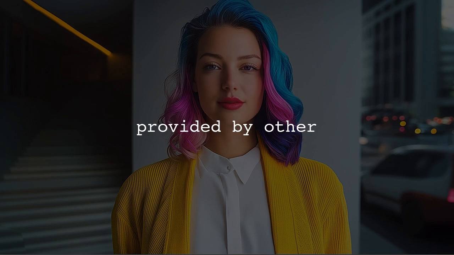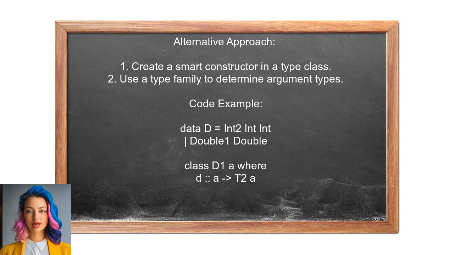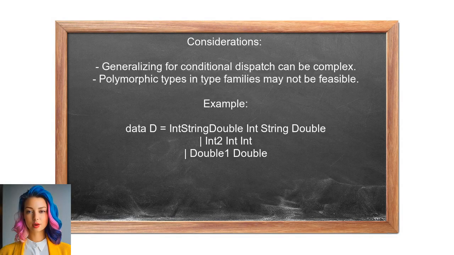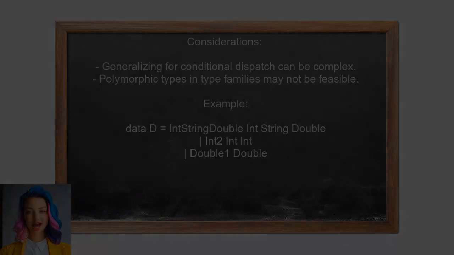Now, let's look at the answers provided by other users. This user suggests creating a smart constructor within a type class. This constructor can determine the number and types of remaining arguments based on the type of its first argument. They provide an example where the data type D can represent either 2 integers or 1 double. The user also notes that while this method works for simple cases, generalizing it for more complex scenarios, like conditional dispatch, may be challenging. They express uncertainty about how to handle polymorphic types in type families.